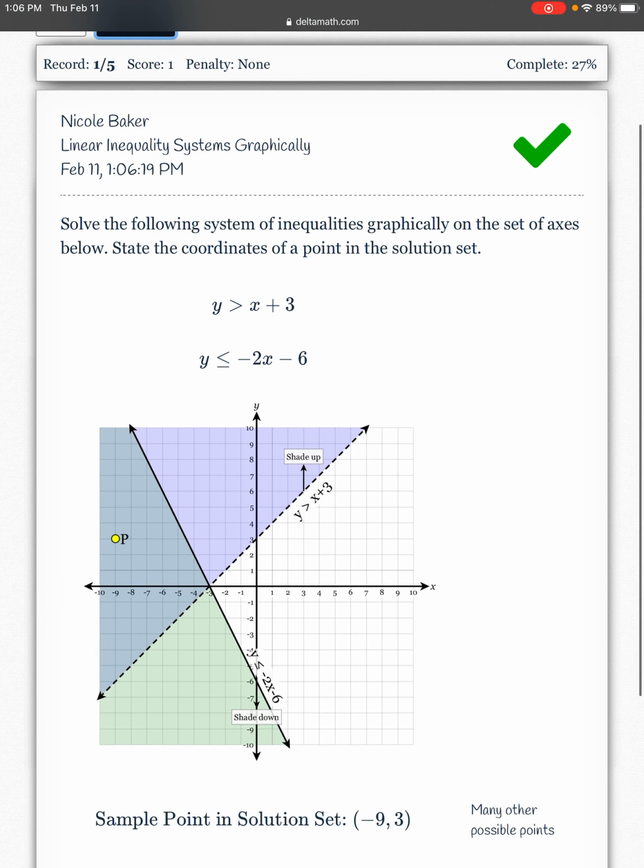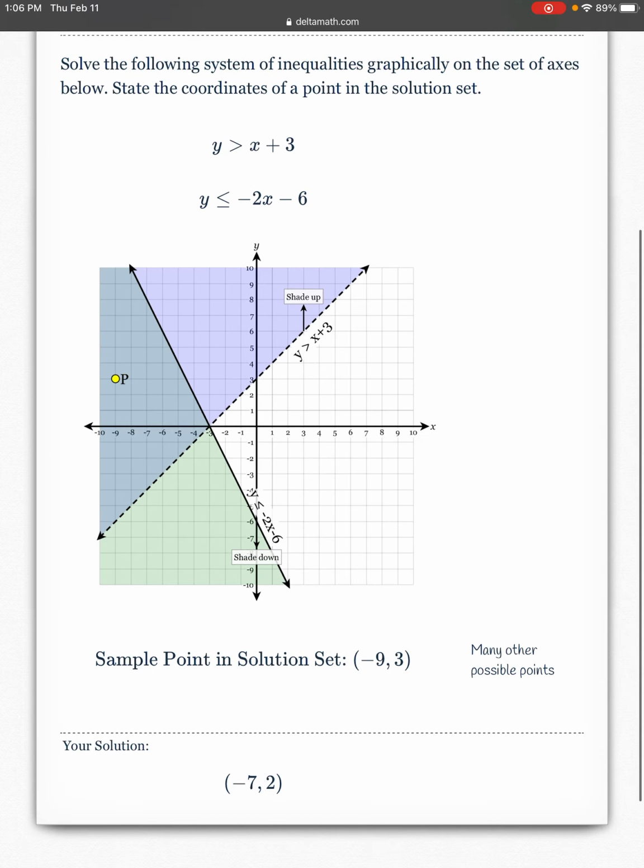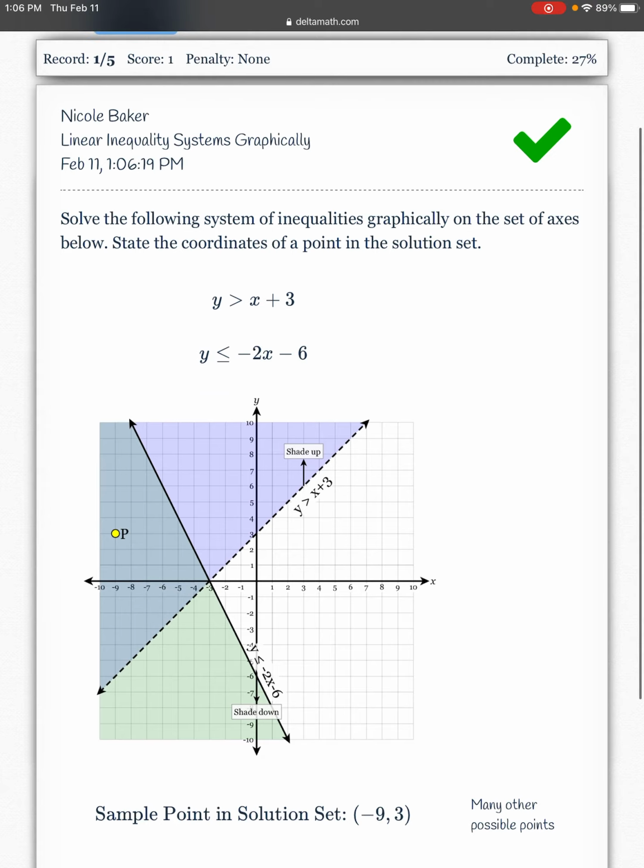And I was correct. See, they picked a different point. They picked -9.3, but it still gave me that my answer was correct, as long as your point is in that shaded region.